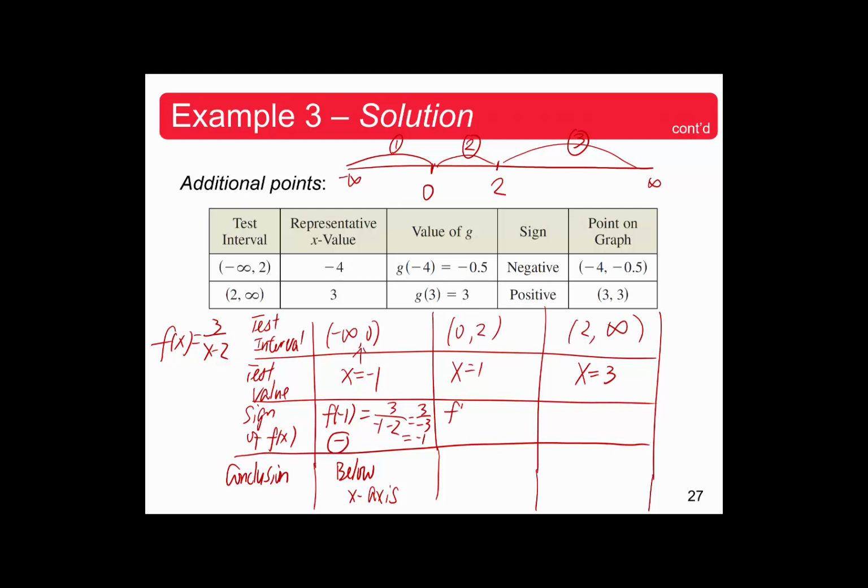Second interval, f of 1, so 3 over 1 minus 2, so 3 over -1. So that's -3, still negative. So this part of the graph is still below the x-axis. Okay, and the third interval, f of 3 is 3 over 3 minus 2. So it's 3 over 1, definitely positive. Let's indicate this part of the graph is above the x-axis.